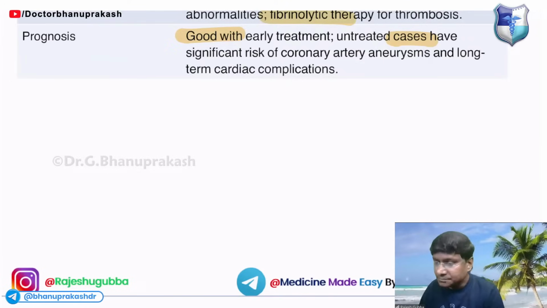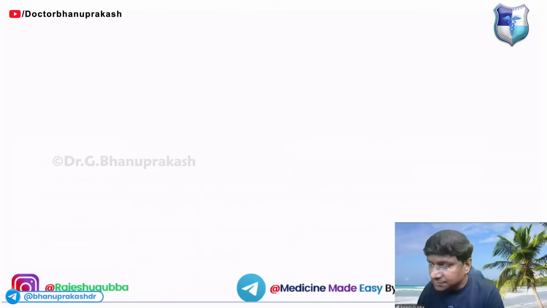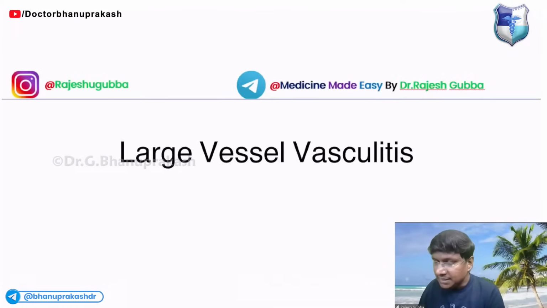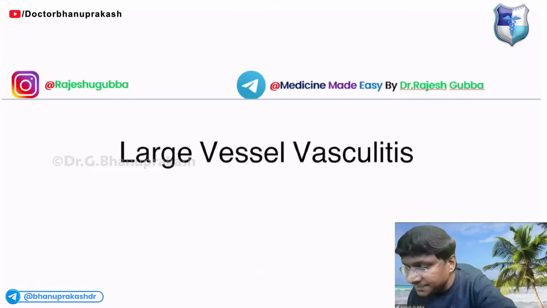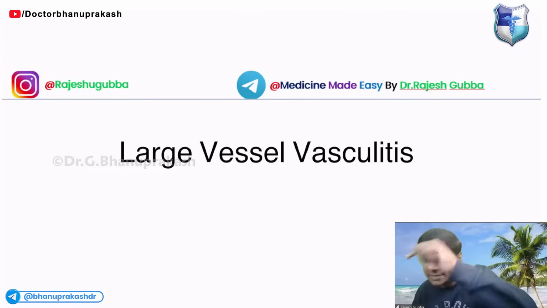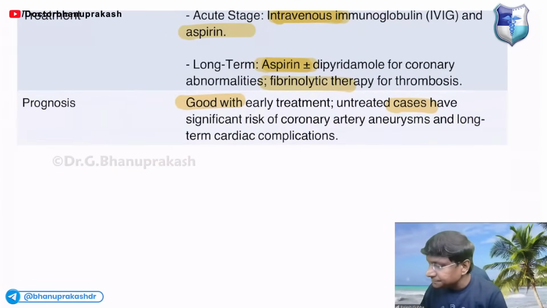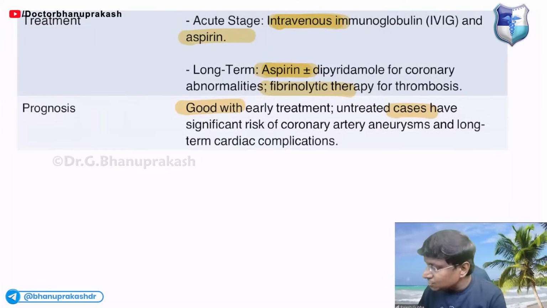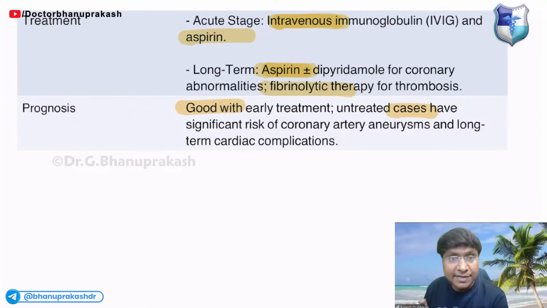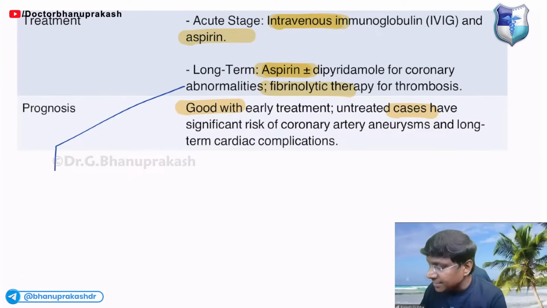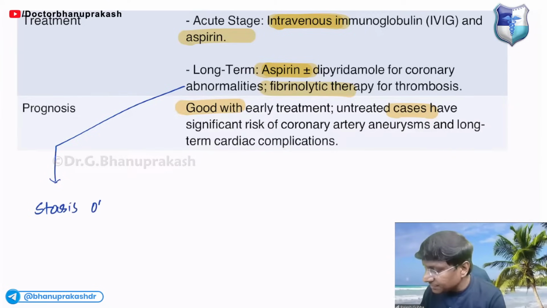Done? Okay. Now, Amzad asks, how can I give aspirin if the patient has aneurysmal risk for the bleed? See, in case of the aneurysm, it is not that you cannot give the aspirin. Why? Because if you don't give aspirin, what will happen? Whenever there is coronary artery aneurysm, there can be stasis of the blood.